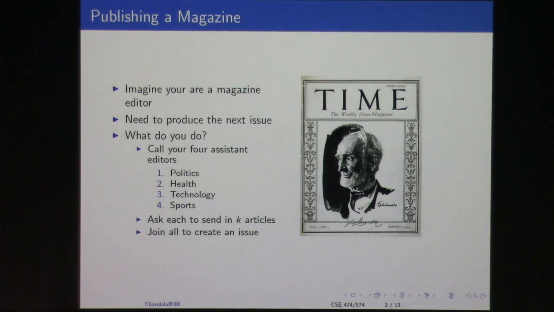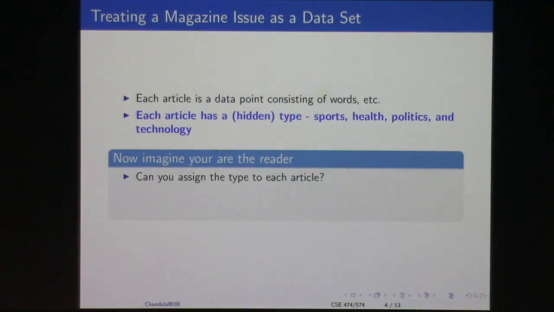Let's say in your magazine, there are only 4 types of articles you can have. So you will have an assistant editor for each one of them. Let's say politics, health, technology, sports. Then you will ask each one of your assistant editors to send in certain articles from each class, and then you put it together and, hey, here is your Time magazine for this week, right? That's easy.